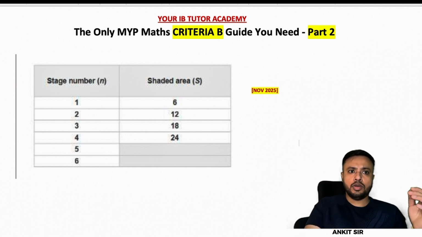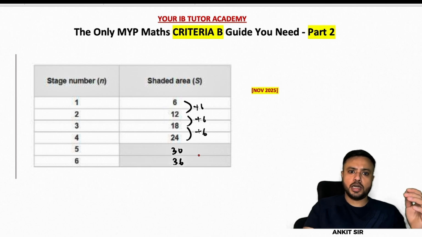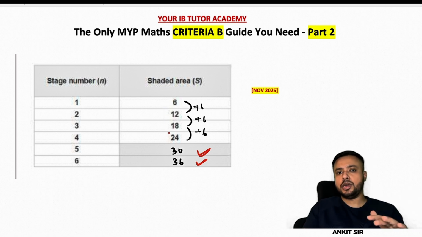If you are familiar with the questions of Criteria B, guys, obviously the first question is that we have to predict the fifth and the sixth term. Here you can see that we are doing 6 plus 6, 12. Every time it's getting plus 6, so that is basically an arithmetic pattern. The next term would be 30 and here it will be 36. Please understand, guys, these two terms we have predicted, whereas the 1st, 2nd, 3rd, and 4th terms were given in the table.